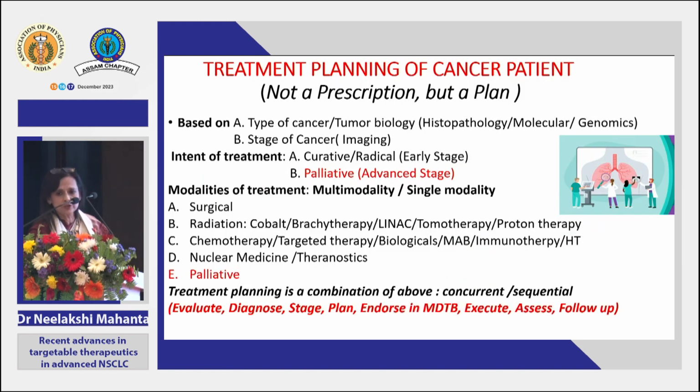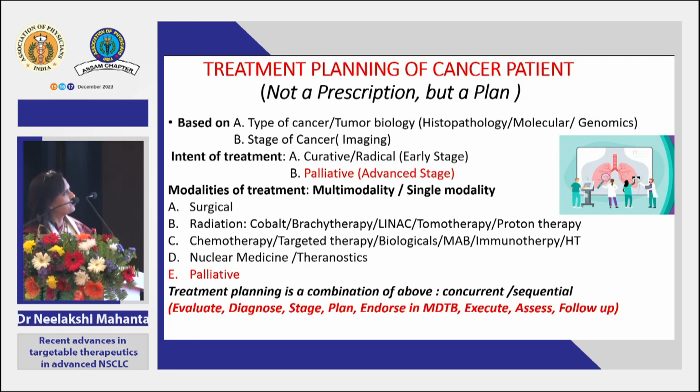We'll come back to his story once again, but what's the treatment plan of a cancer patient? Cancer treatment is not just a prescription, it is a plan. And what is it based on? It's based on these two major factors. What is the type or the biology of the cancer, histopathologically, molecularly, and genomically? What is the stage of cancer?